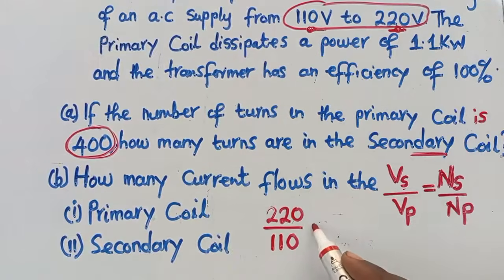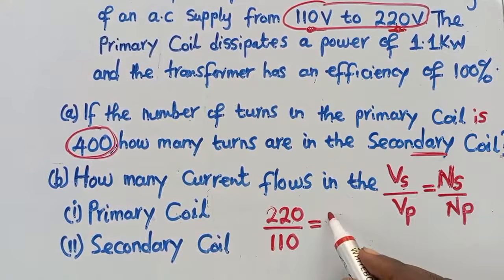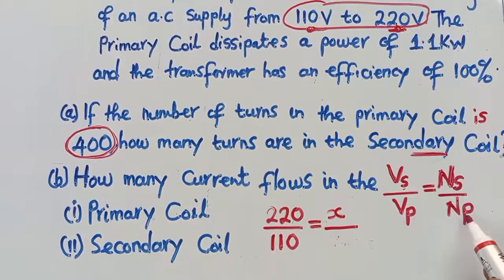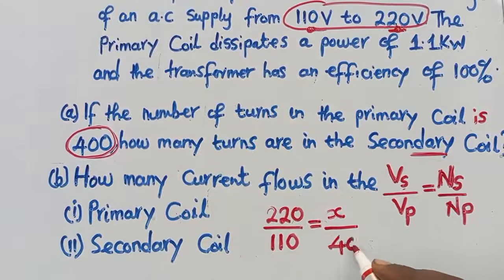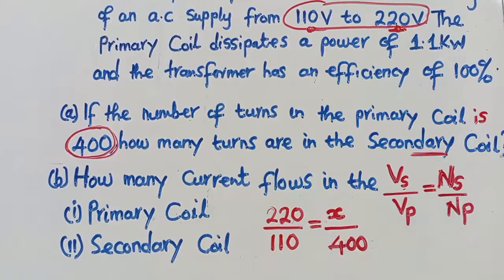This is equal to the number of turns in the secondary. We don't know that; that is what we want. So we can put X there, over the number of turns in the primary coil, which we are given as 400. So I need to put my 400 there. I guess you are able to see. This is so simple and I don't want anyone to be confused when doing this.